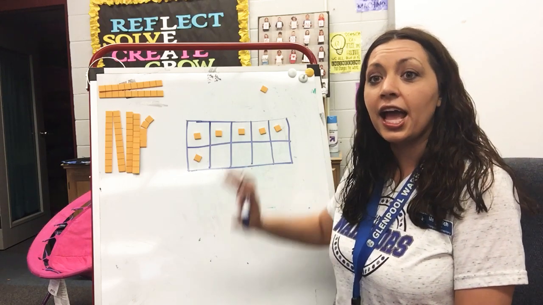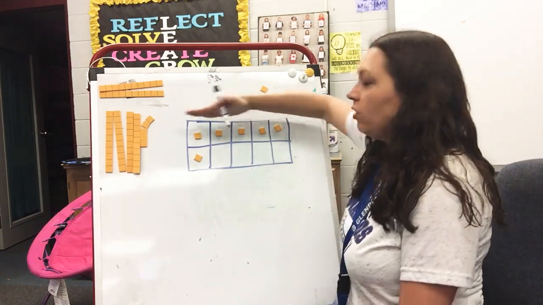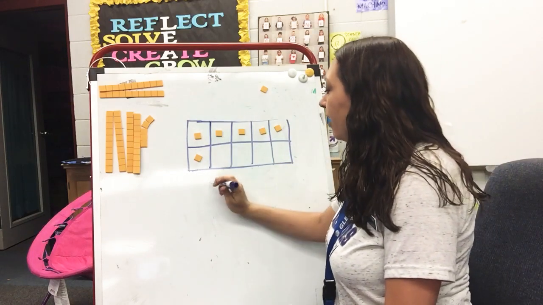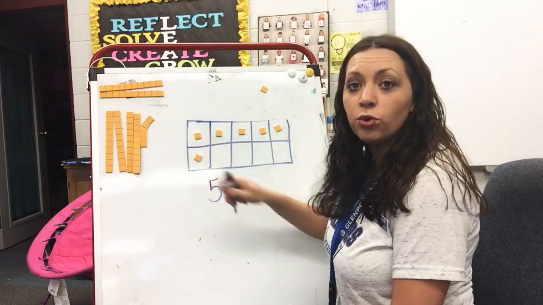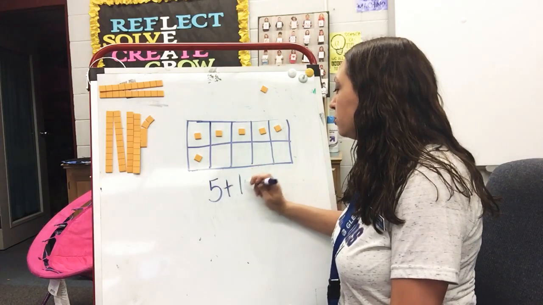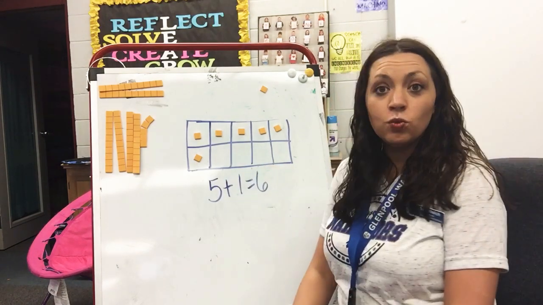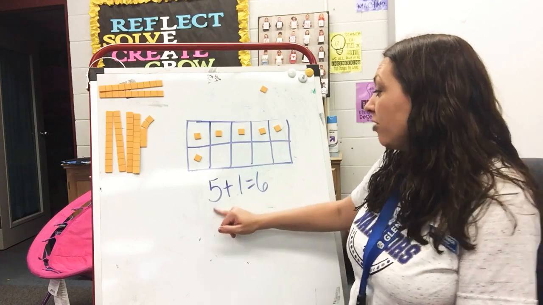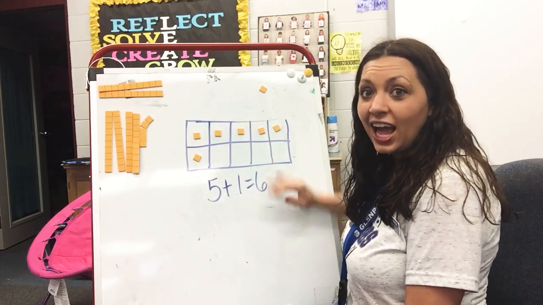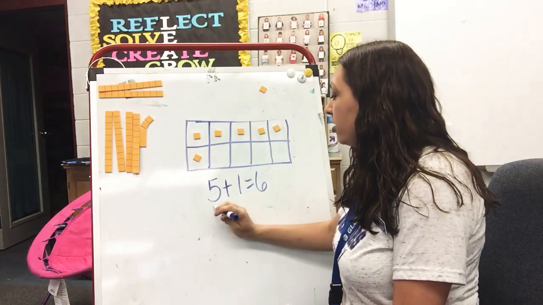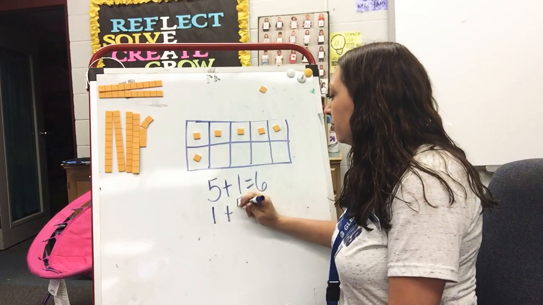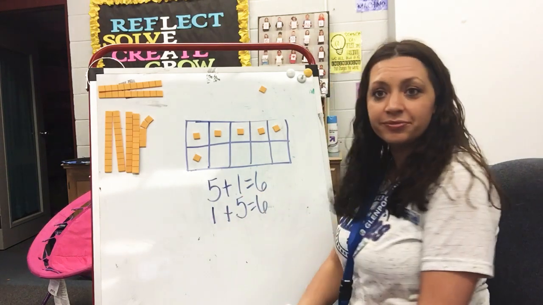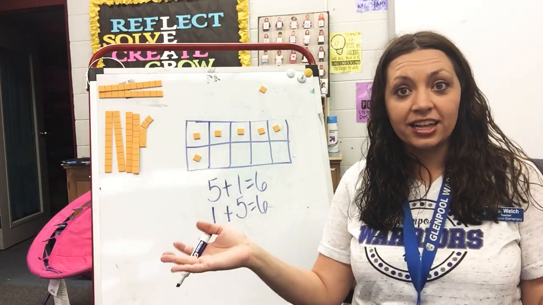So I'm going to look, and how I see this is I know I have a full row of 5, and then I have one more, and I know that 5 plus 1 equals 6. Well, there are some other ways that I know that I can make that too. If I know 5 plus 1 equals 6, I know I can flip it and say, you know what, that means that 1 plus 5 equals 6 too. So I know that way automatically.